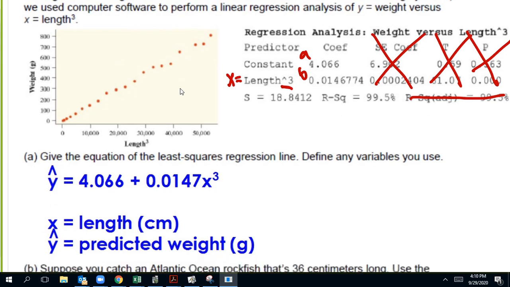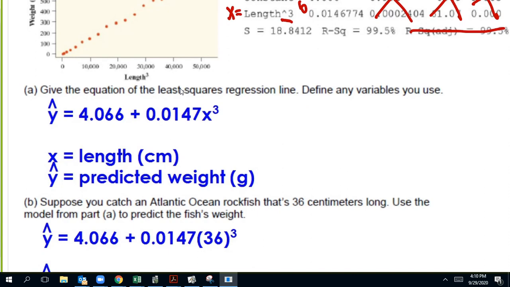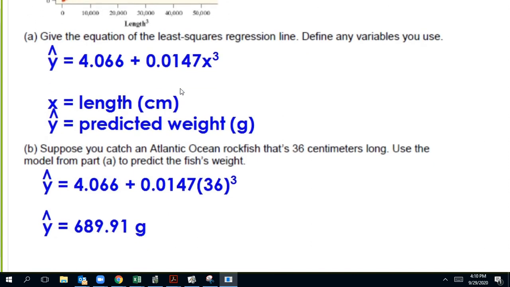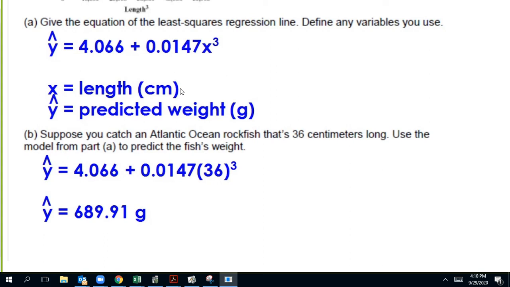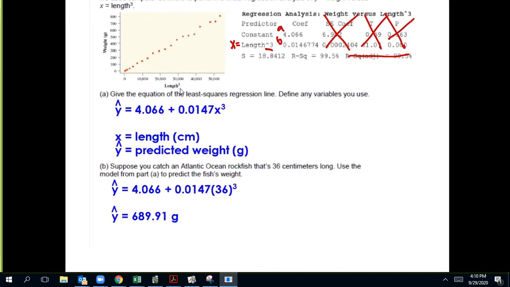And so to do letter B, they asked us when the length is 36, what's the predicted weight? So I plugged 36 in for x. I didn't have to do any crazy solving. I could just put that all on my calculator and get 689.91 grams. If you need any more help with these tables, we'll go over them tomorrow as well. So no worries. There aren't any in your homework like that.